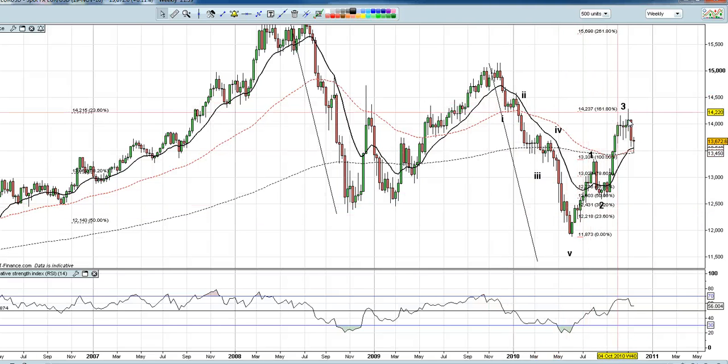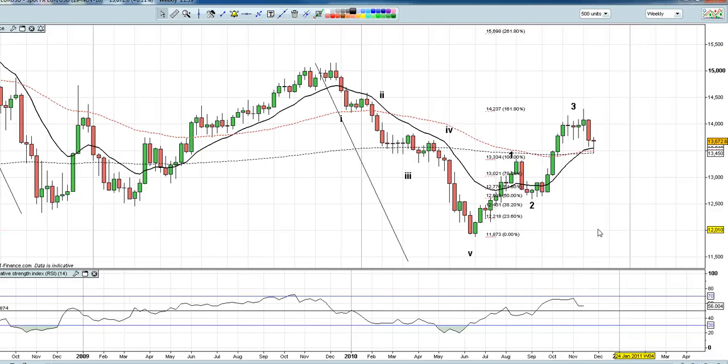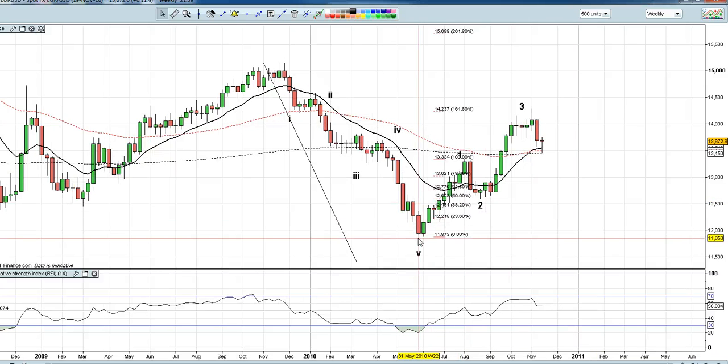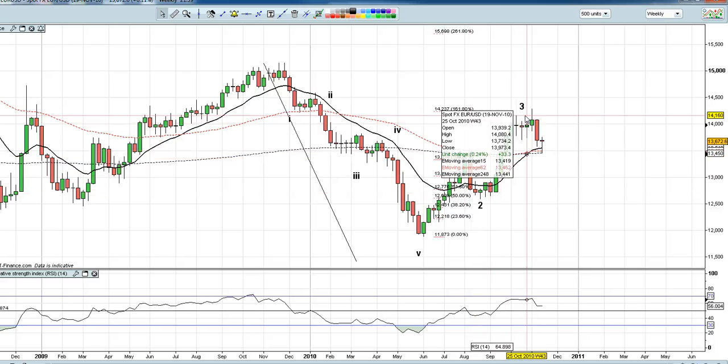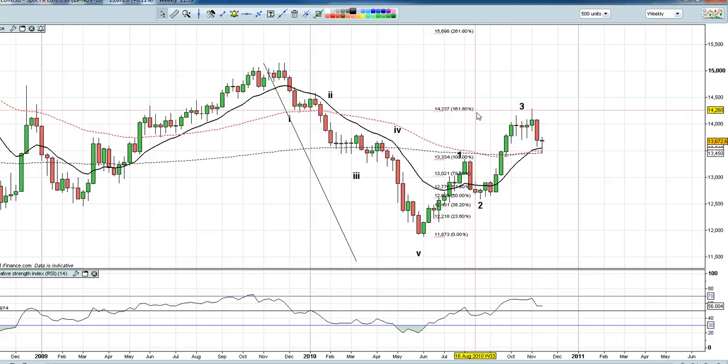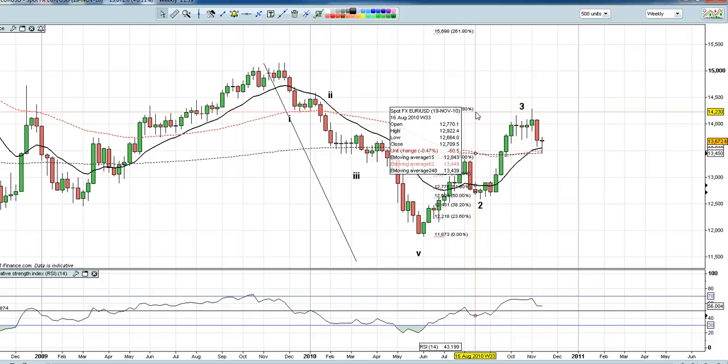Okay, so we've got a 3-wave sequence down. We've got a pullback. It was around 61.8%. Let's just move this over. Okay, what we can see is a move up towards a resistance level, a correction back lower, and then this bullish impulsive move up, which did reach 161.8%. So it's looking quite good for a bullish count to the upside now.